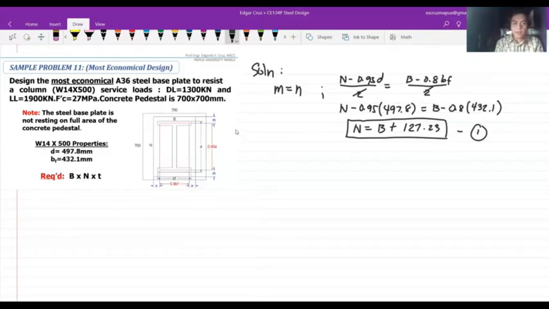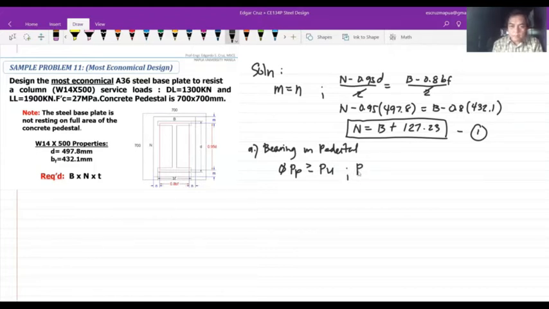Our next equation would consider the possible failure. Let us first consider bearing failure, bearing on the pedestal. So φPp should be greater than or equal to Pu. Now, what is Pu? Let's solve for Pu first.